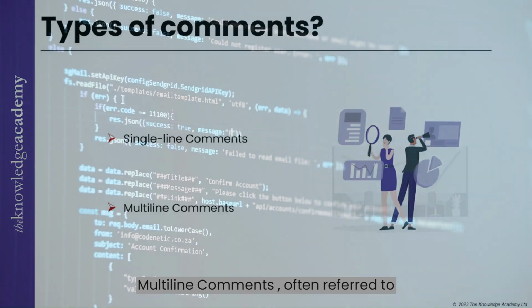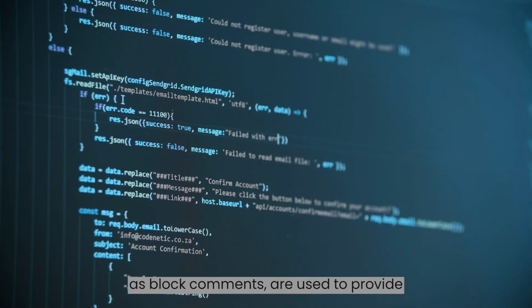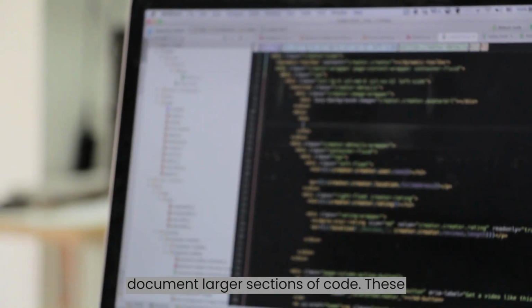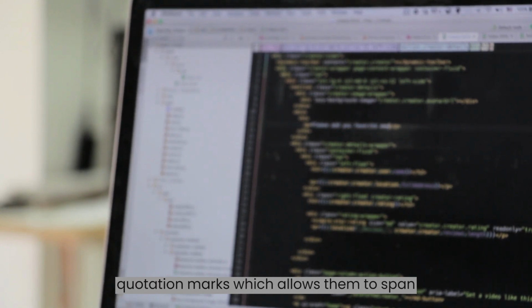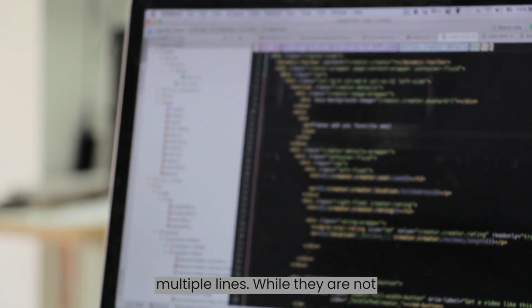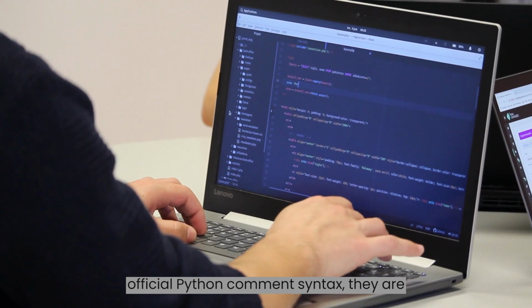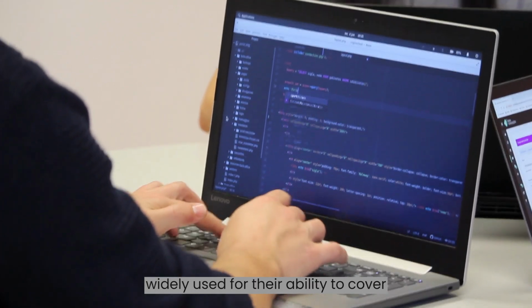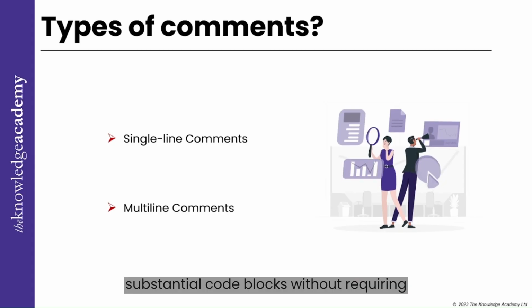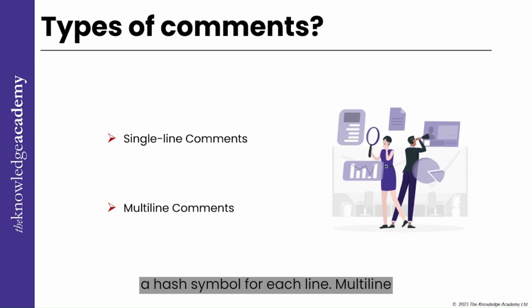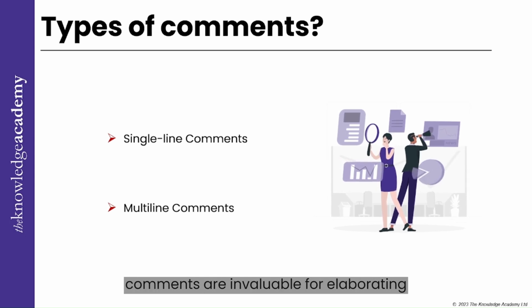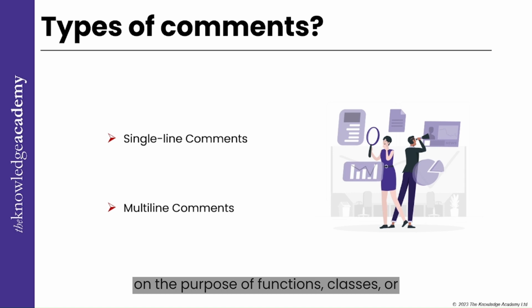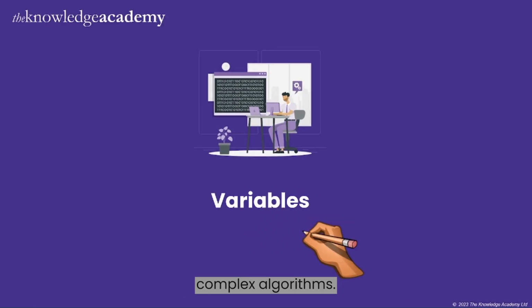Multi-line comments. Multi-line comments, often referred to as block comments, are used to provide a more comprehensive explanation or document larger sections of code. These comments are enclosed within triple quotation marks, which allows them to span multiple lines. While they are not official Python comment syntax, they are widely used for their ability to cover substantial code blocks without requiring a hash symbol for each line. Multi-line comments are invaluable for elaborating on the purpose of functions, classes, or complex algorithms.